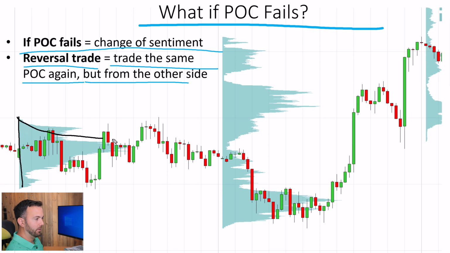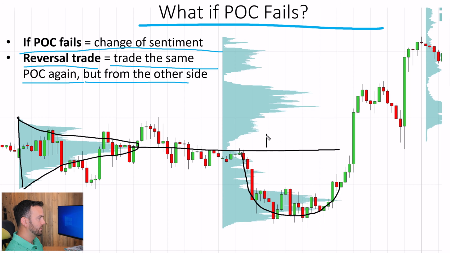Take a look at this profile. Nice D-shaped profile, right? The price moves away from that point of control. That's the point of control line. It moves away from it, hits the point of control in here, and this is where you go short, right? As you can see, it is a losing trade. So the point of control failed. The price shot past that level.